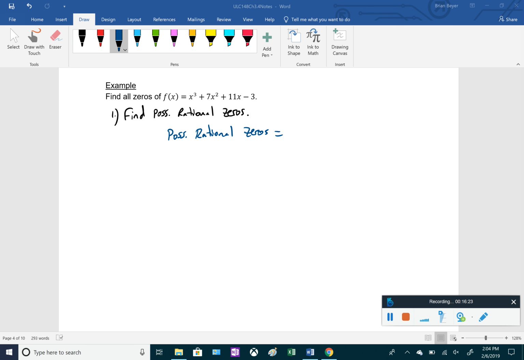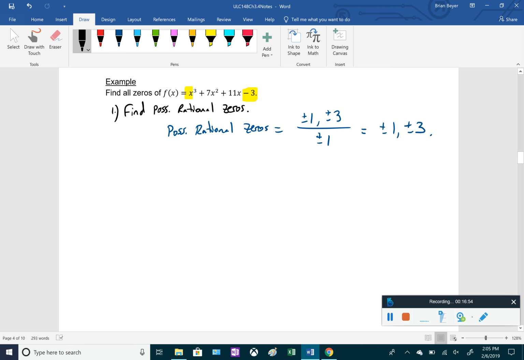So the possible rational zeros are going to be factors of the constant term divided by factors of the leading coefficient. So that's going to be factors of -3, which is just going to be plus or minus 1 and plus or minus 3. And then for the factors of the leading coefficient, that's going to be factors of 1. That's just going to be plus or minus 1. So that's just going to give us possible zeros of plus or minus 1 and plus or minus 3. So next we're going to test these.